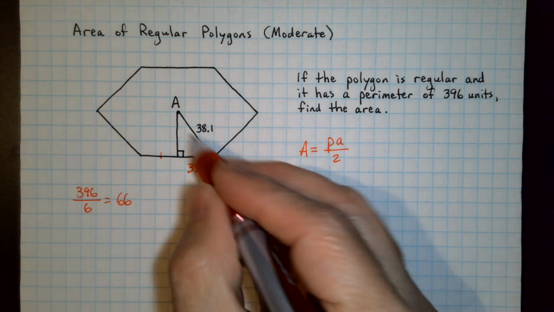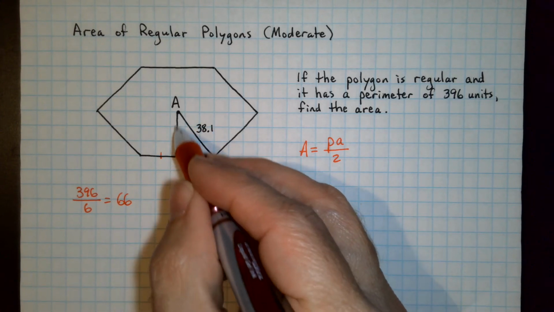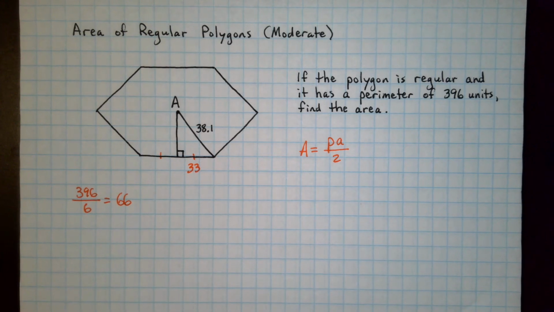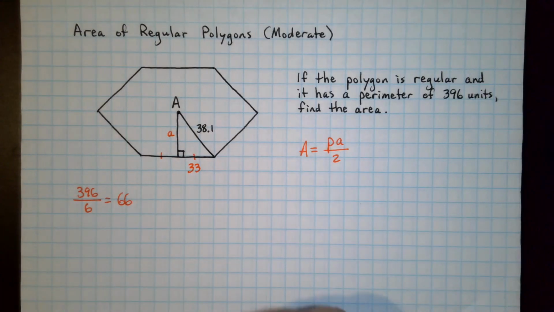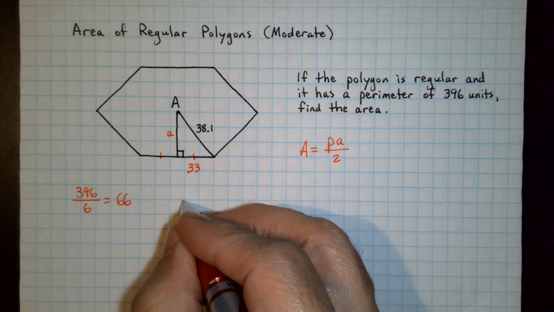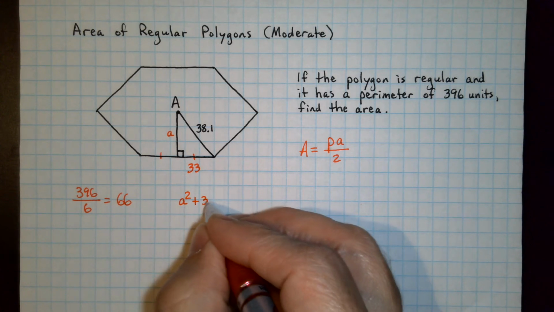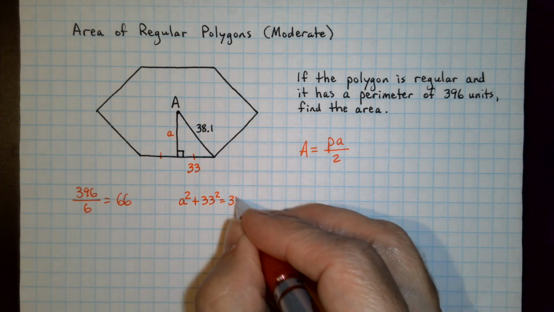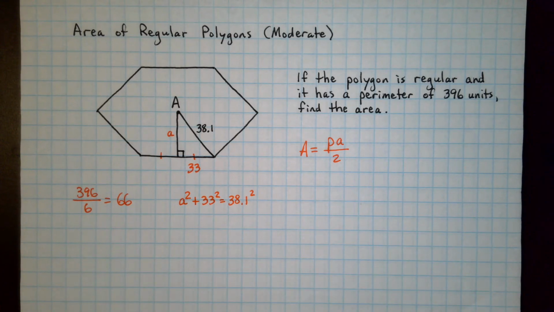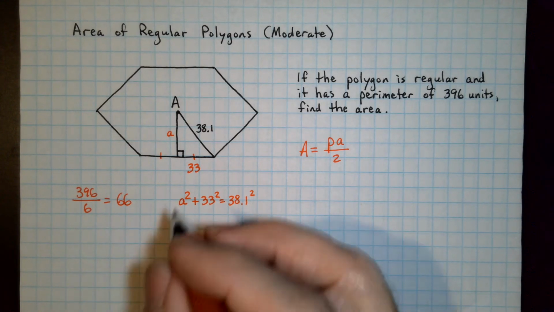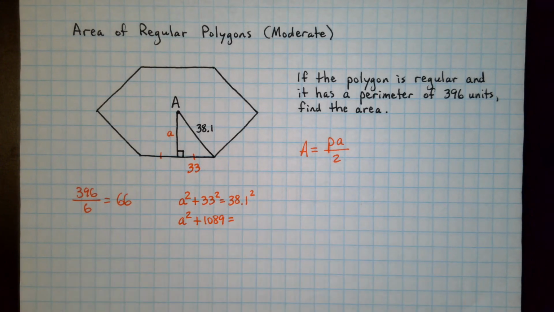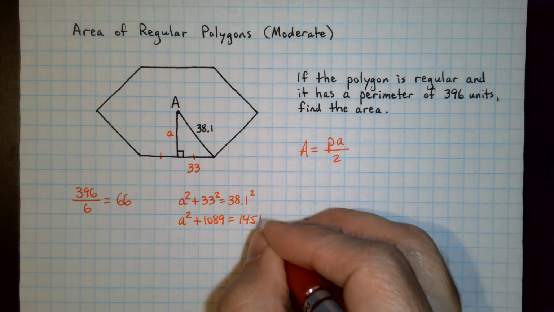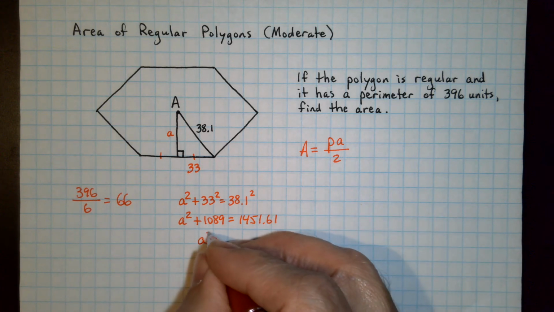And we now have a right triangle, and the length of the apothem is the part that's missing in that triangle. So we'll use the Pythagorean theorem, and I'll just put A for apothem. We have A squared plus 33 squared equals 38.1 squared. 33 squared gives us 1089. And 38.1 squared gives us 1451.61.